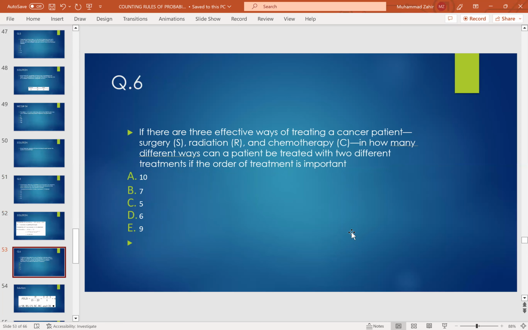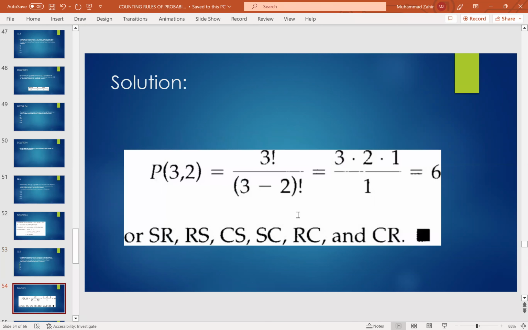If there are 3 effective ways of treating a cancer patient, surgery, radiation, and chemotherapy, in how many different ways can a patient be treated with 2 different treatments if the order of the treatment is important? So what is this giving you a clue? The order is important in permutation. So we see the solution.